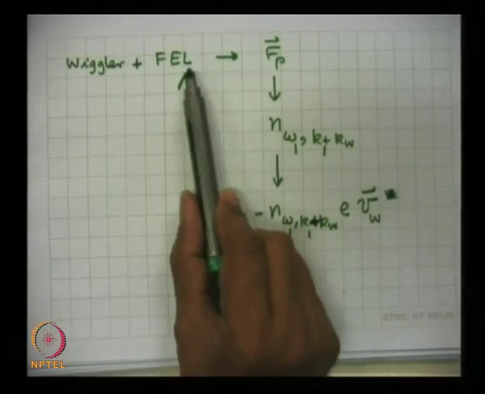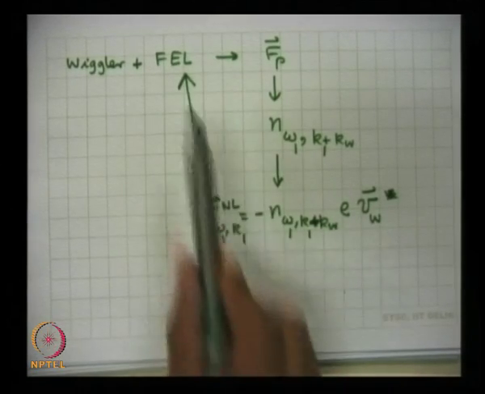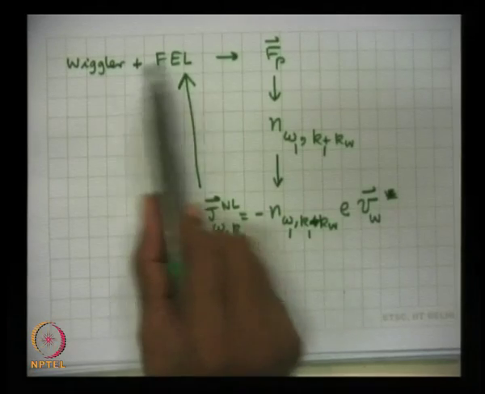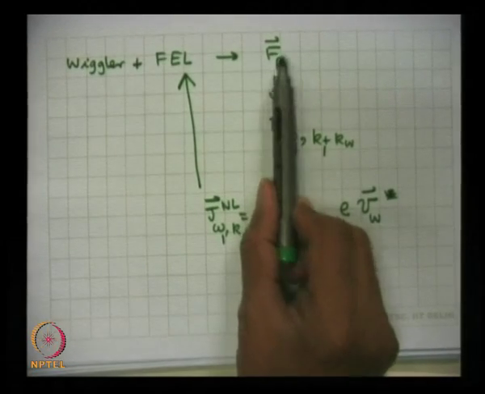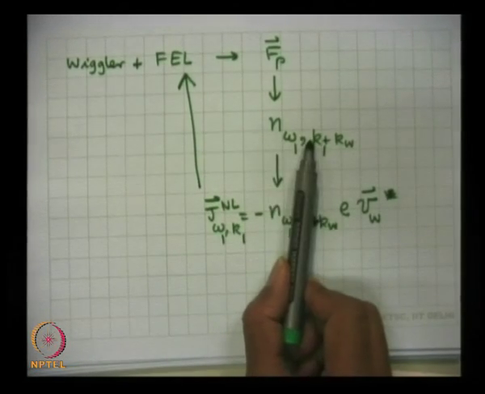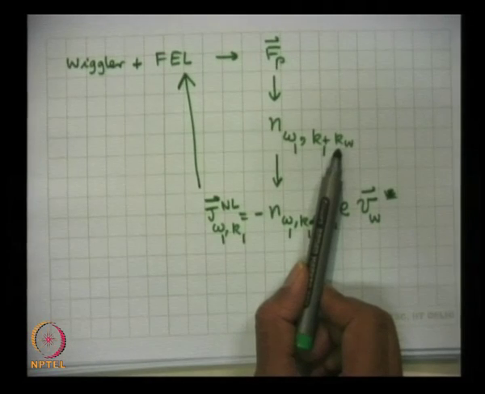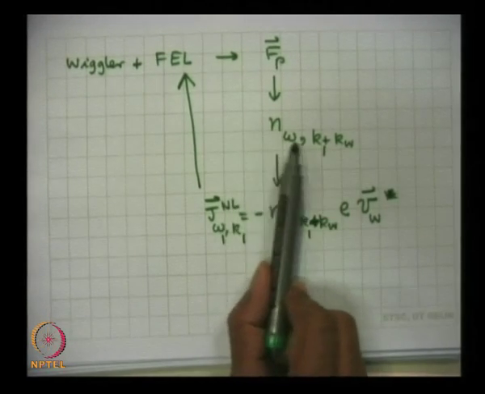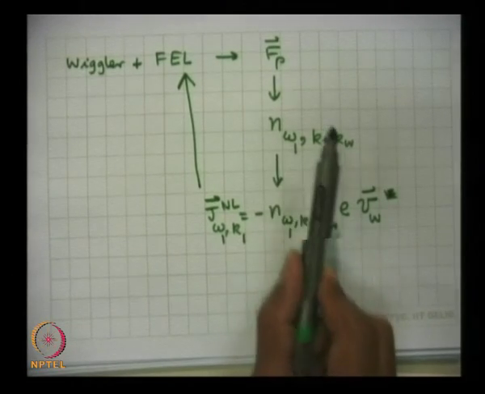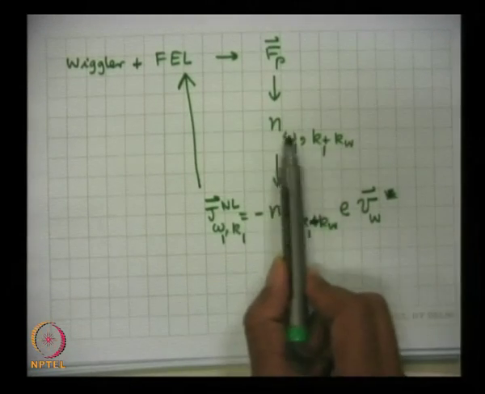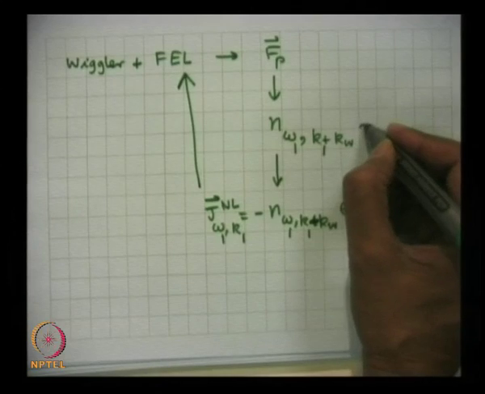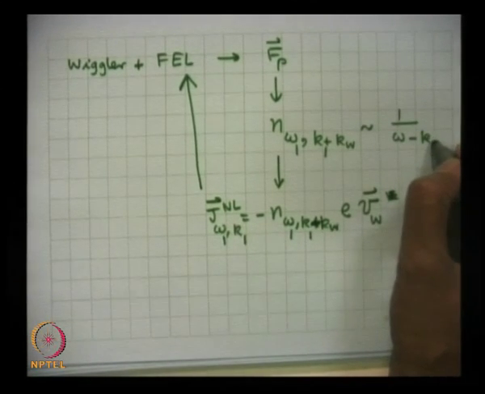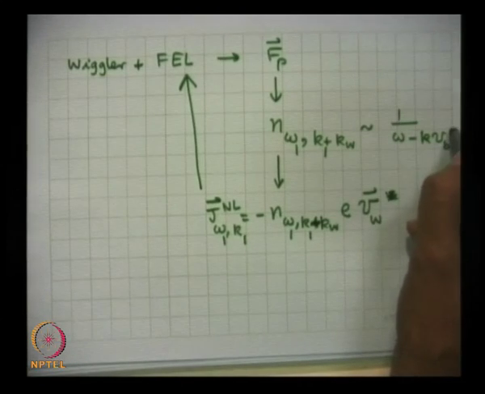This is a cyclic process, a feedback process in which the wiggler and free electron laser radiation exert a force on the electrons. That force drives a density perturbation which is in phase resonance with the electron beam, and this is quite huge. A very small value of fundamental force can produce a very large density perturbation, which goes as 1 upon omega minus k V beam whole square.